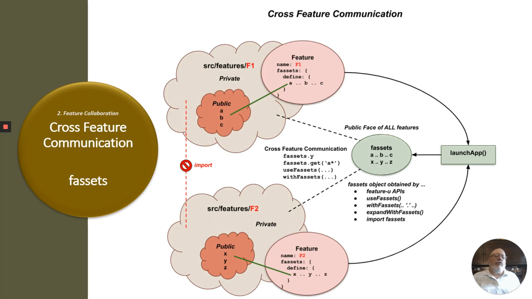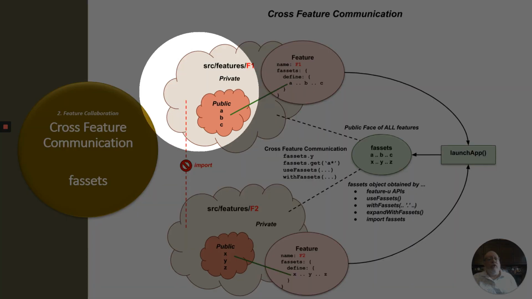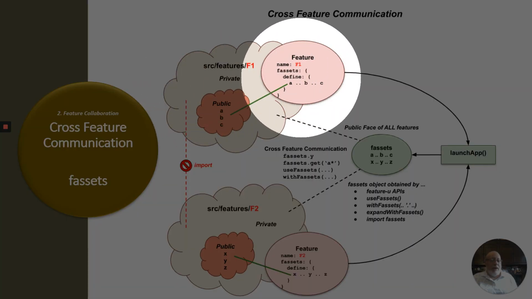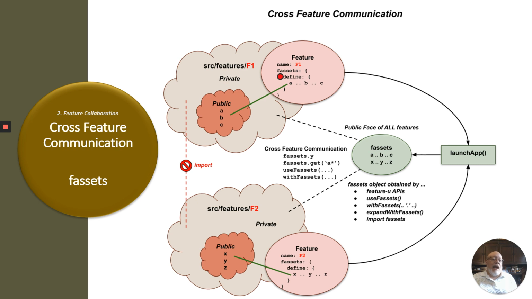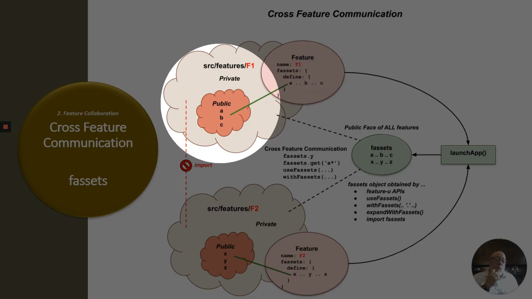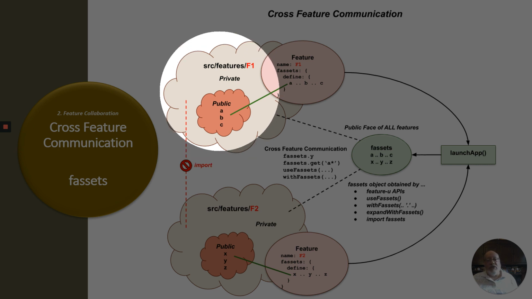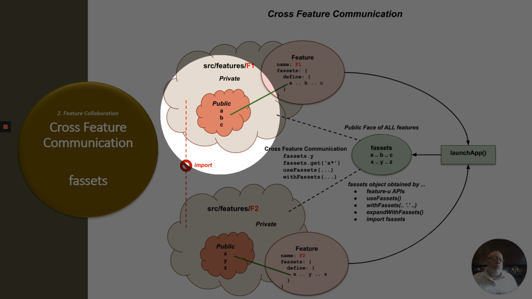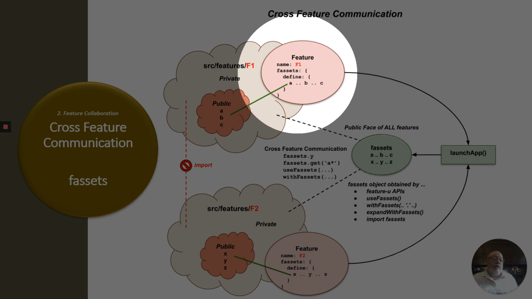Well, fassets are introduced through the feature object through, guess what, the fassets property. And this fassets property actually has a couple of different subdirectives. We're going to be looking initially at the define directive. So within a feature, again, for the most part, all the aspects are private implementation details. But for whatever reason within this F1 feature, we have decided that we want to publicly promote our A, B, and C resources. And so that's what I've done here through the define fassets subdirective.